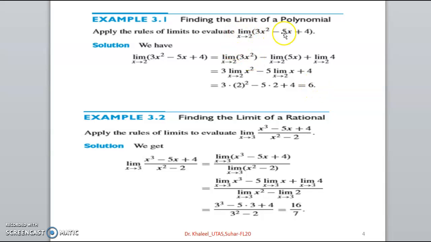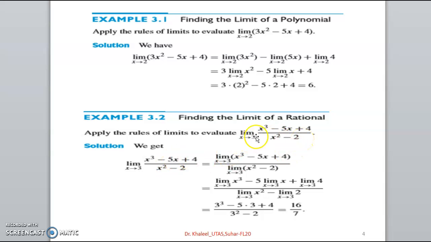So the limit of a polynomial, how do we find it? We just substitute x equal to 2 in the polynomial, and we get the answer. Note that this is not a rational function. In this example 3.2, we are finding the limit of a rational function where you have a numerator and denominator.